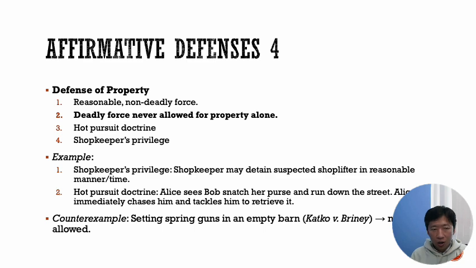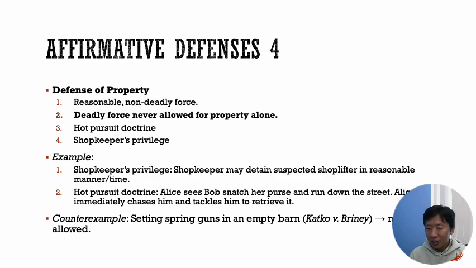Affirmative defense 4, defense of property. What if that's not a human's body? That's someone's property. Here are the elements. The first one: the defense must be reasonable, not deadly force. And deadly force is never allowed for property alone. And we do have the hot pursuit doctrine and the shopkeeper's privilege.